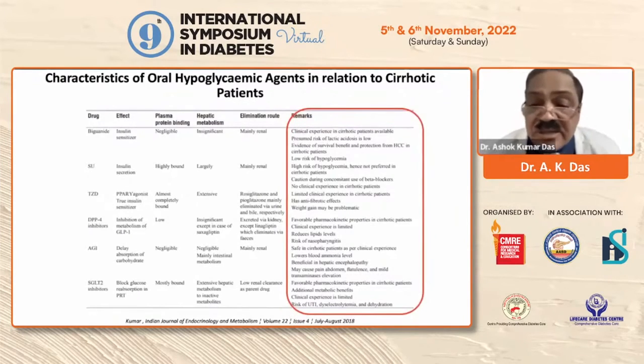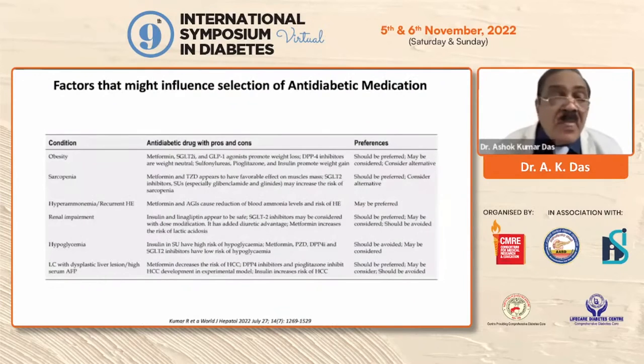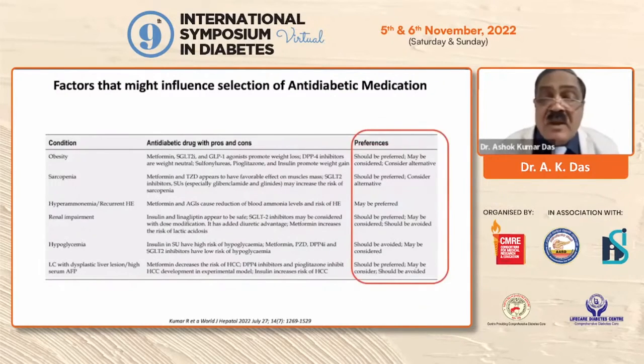I would like to draw your attention to this: some of these drugs have clinical experience in cirrhotic patients, and the risk of lactic acidosis, etc., has been described with them. There are favorable pharmacological properties in cirrhosis patients, and the clinical experience is limited with DPP-4, AGI, and SGLT2 inhibitors. Factors that might influence selection of antidiabetic drugs can be obesity, sarcopenia, hyperammonemia, renal impairment, and hypoglycemia. You have to find a drug depending on that.